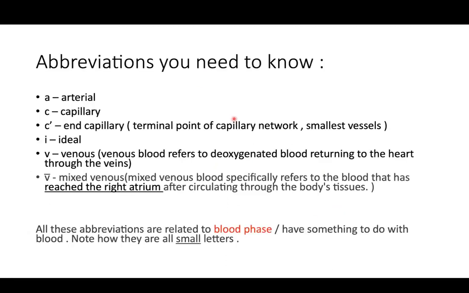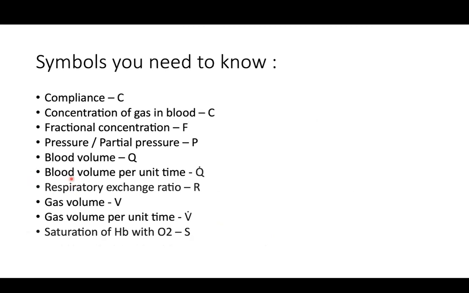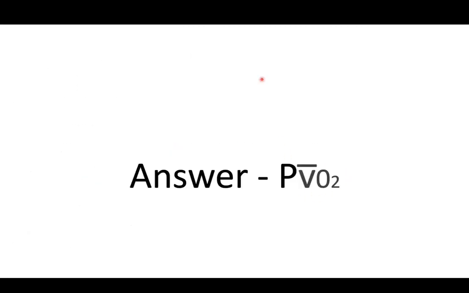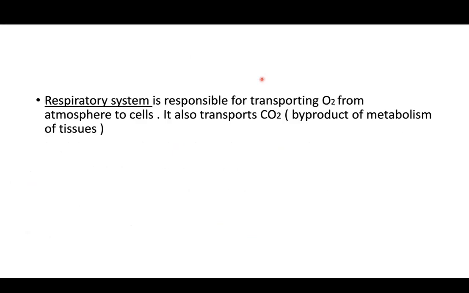So it said mixed venous blood, which means V dash. It's mentioned over here. It said partial concentration, or it said pressure or partial pressure, which is P. And then it said oxygen, which is just O2. So the answer would be PV-O2. So good job, everyone. Very nice. We'll move on to the next one now.